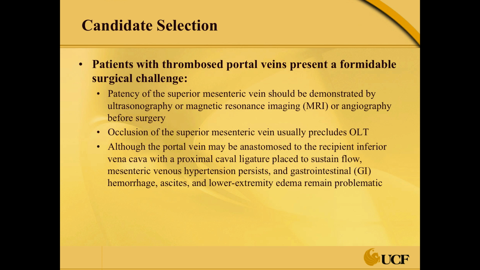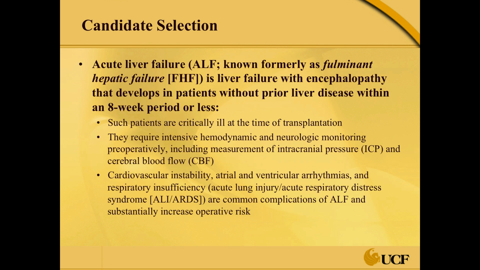Although the portal vein may be anastomosed to the recipient inferior vena cava with a proximal caval ligature placed to sustain flow, mesenteric venous hypertension persists, and GI hemorrhage, ascites, and lower extremity edema become the real problems in that situation. So again, you're not going to see patients who don't have that superior mesenteric vein patency as prominent candidates for this type of procedure.